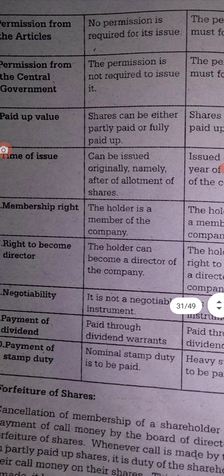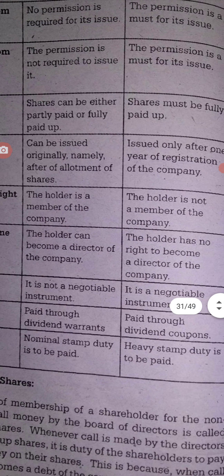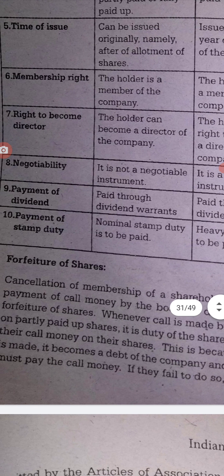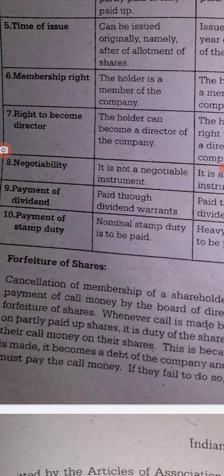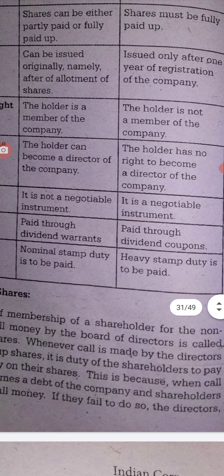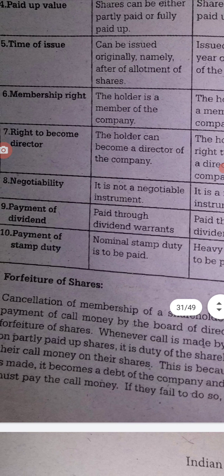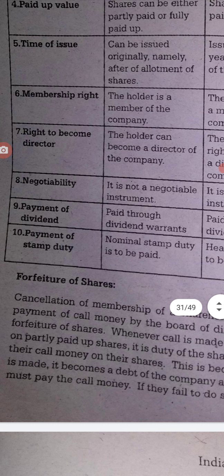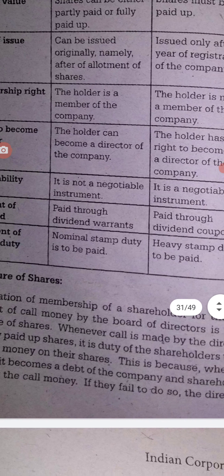Time of issue: a share certificate can be issued originally, but a share warrant cannot be issued originally, only after the registration of the certificate. Membership right: the holder of a share certificate is a member of the company, but the holder of a share warrant is not a member of the company, because the name is not known. Right to become a director: the holder of a share certificate can become a director, but here there is no right to become a director. Negotiability means a document that passes on transfer from one person to another.